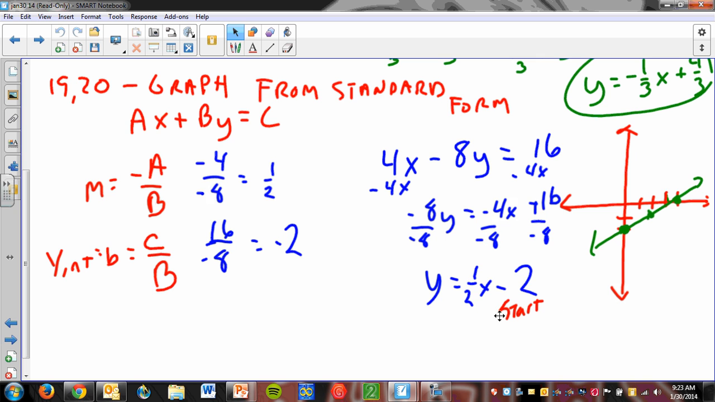Start with your y-intercept. Go down to -2 and put a dot. From that dot, you will do your slope. Rise 1, run 2, dot. Rise 1, run 2, dot. With 3 dots, you have your straight line.